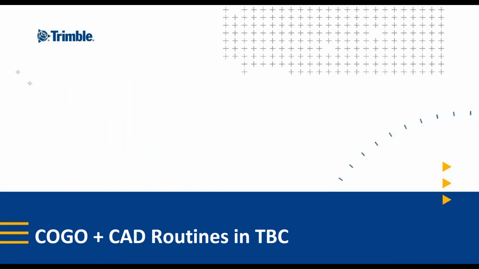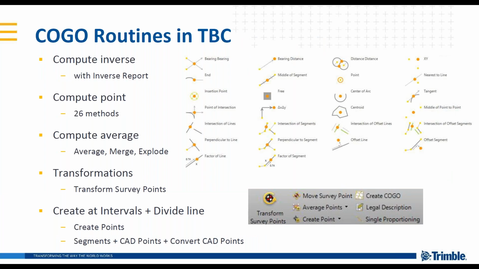Then the equivalencies in TBC: compute an inverse with the added functionality of an inverse report, computing points using the create point command, and the little kind of semi-hidden drop-down. There are 26 different COGO routines in TBC.